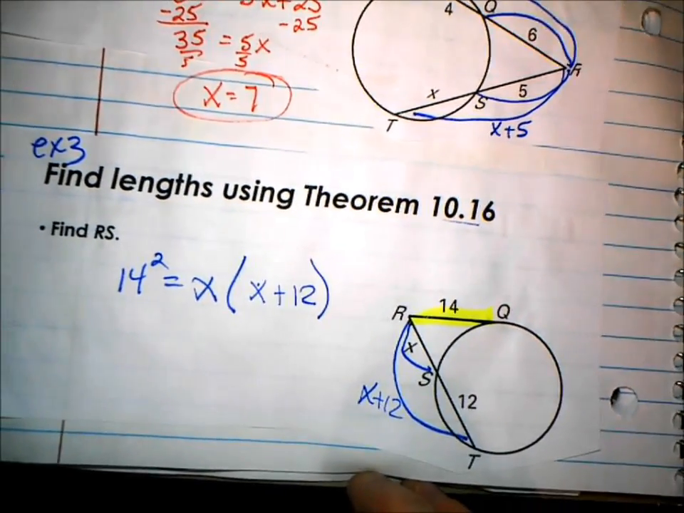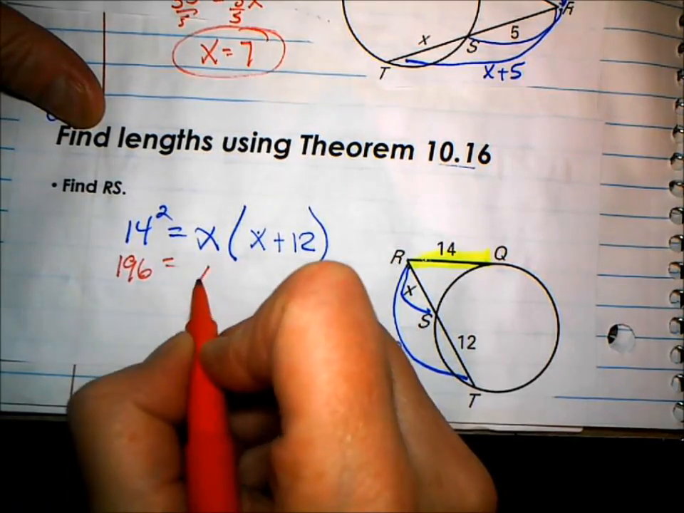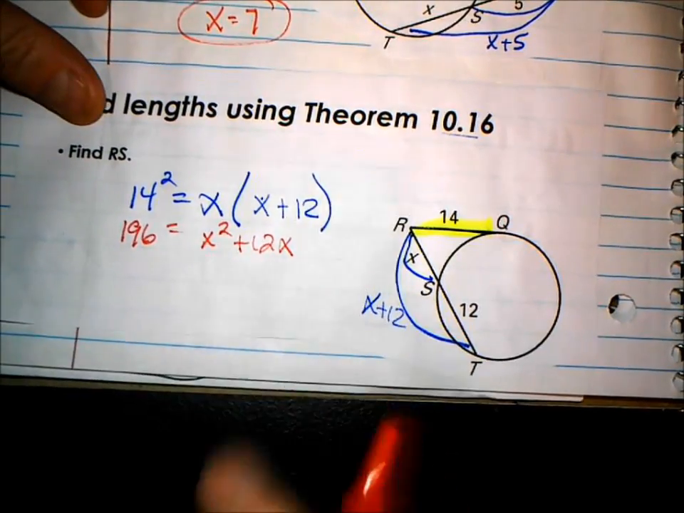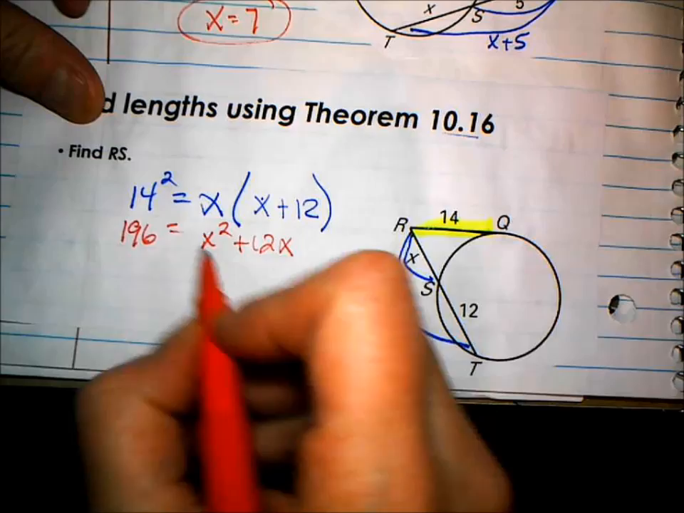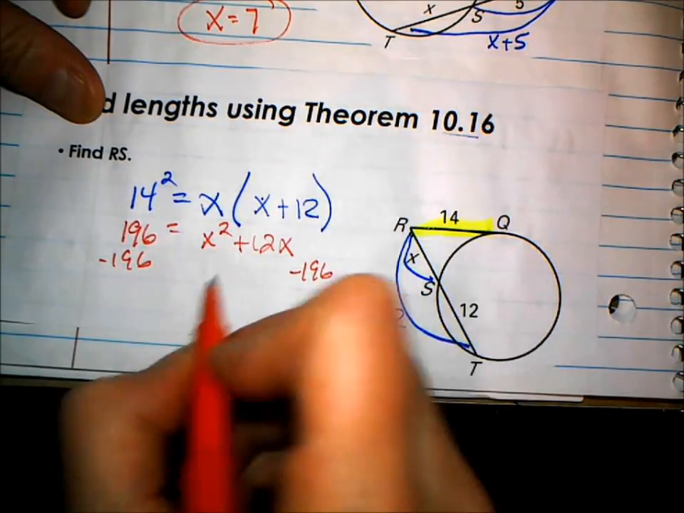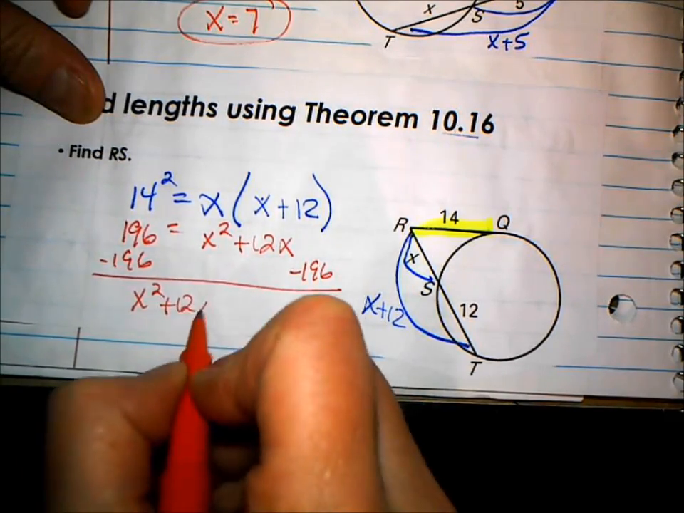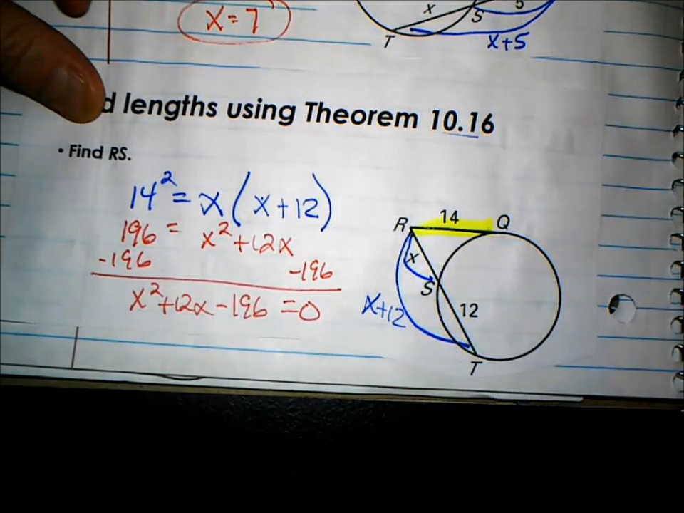Alright, if I work through this, I'm going to do 14 squared, which is 196, is equal to x squared plus 12x. I'm going to move the 196 to the right hand side, which means I'm going to subtract it. That means I will have x squared plus 12x minus 196 equals 0.